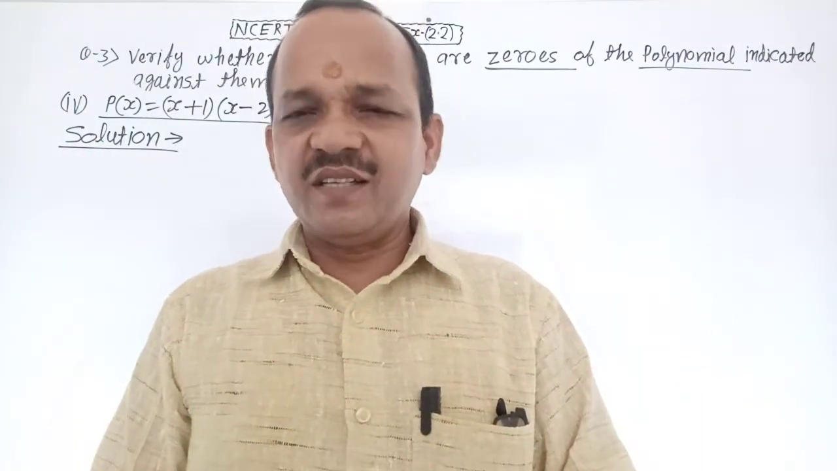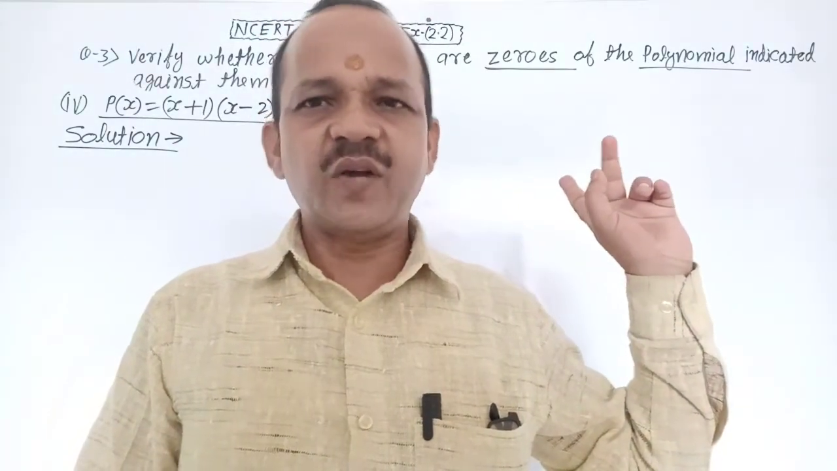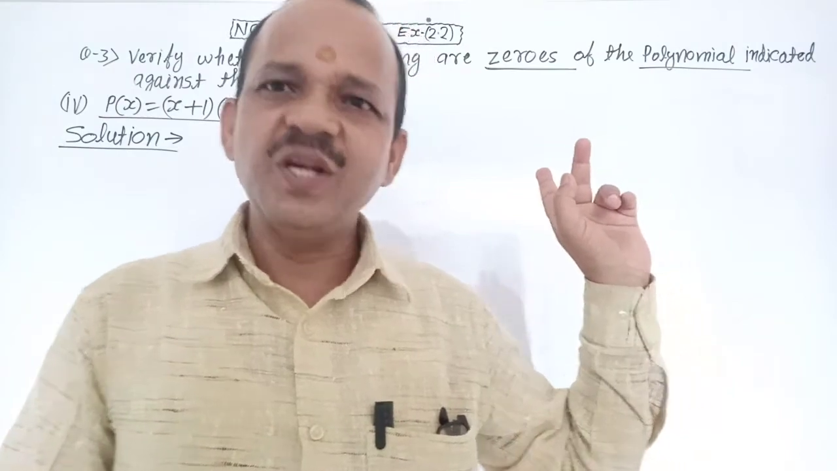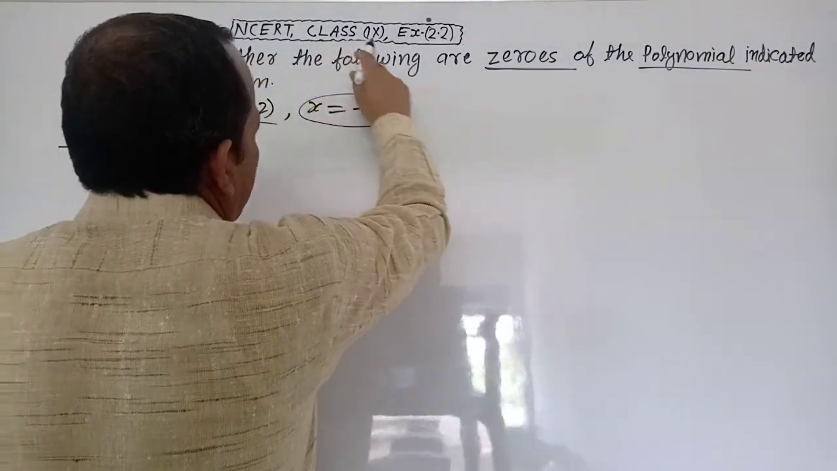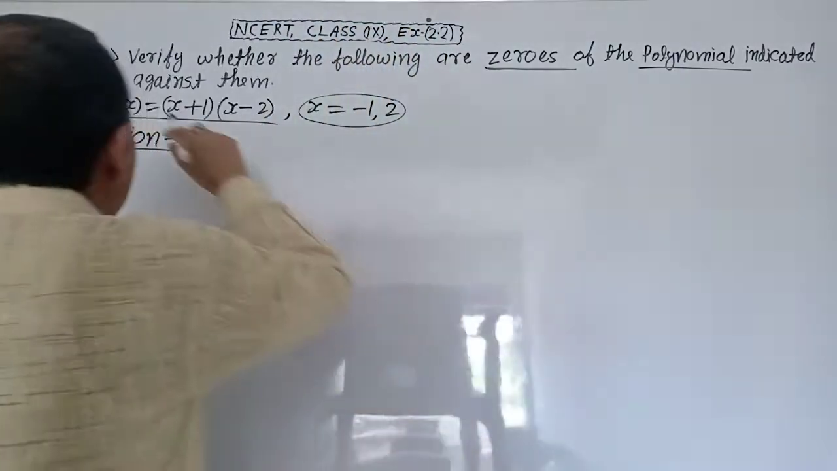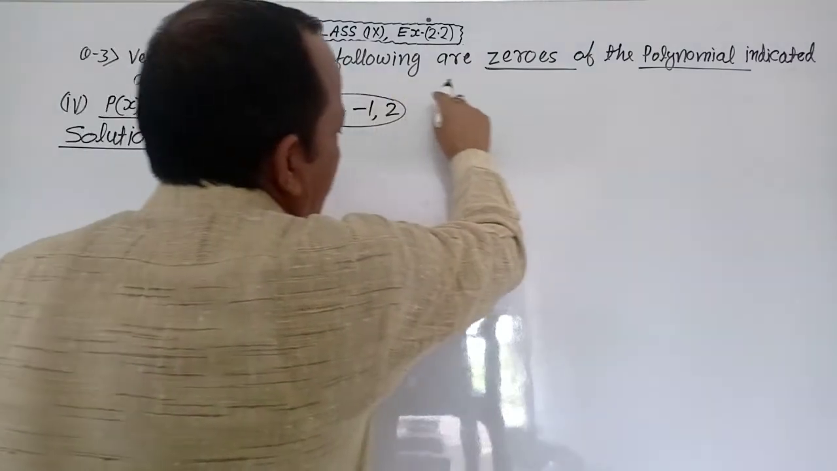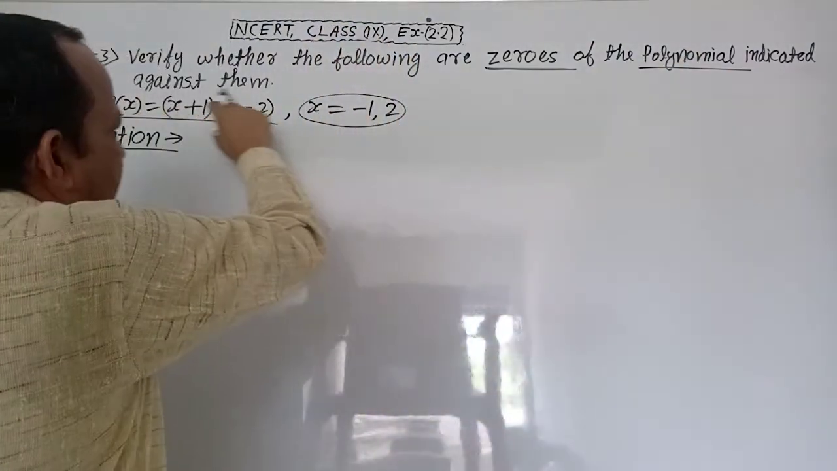But you concentrate your mind and see the board with full concentration. Are my words clear? Very good. See the board. NCERT class 9, exercise 2.2, question number 3. Verify whether the following are zeros of the polynomial indicated against them.